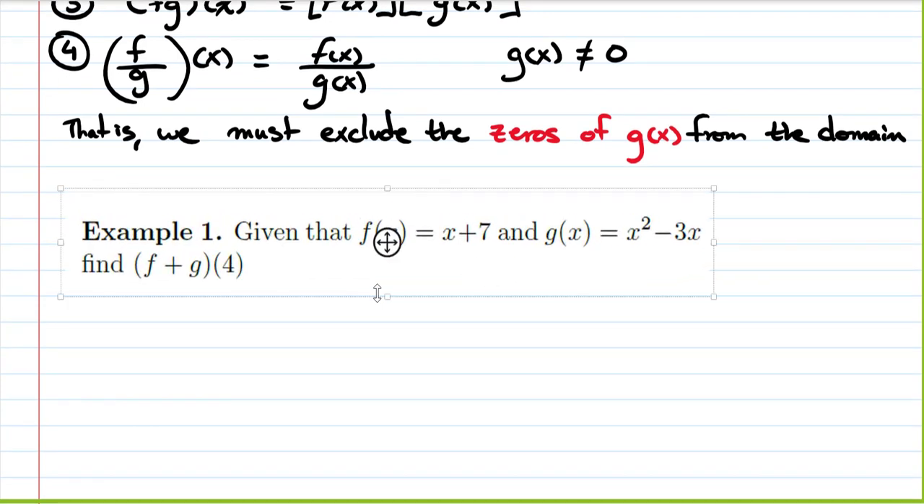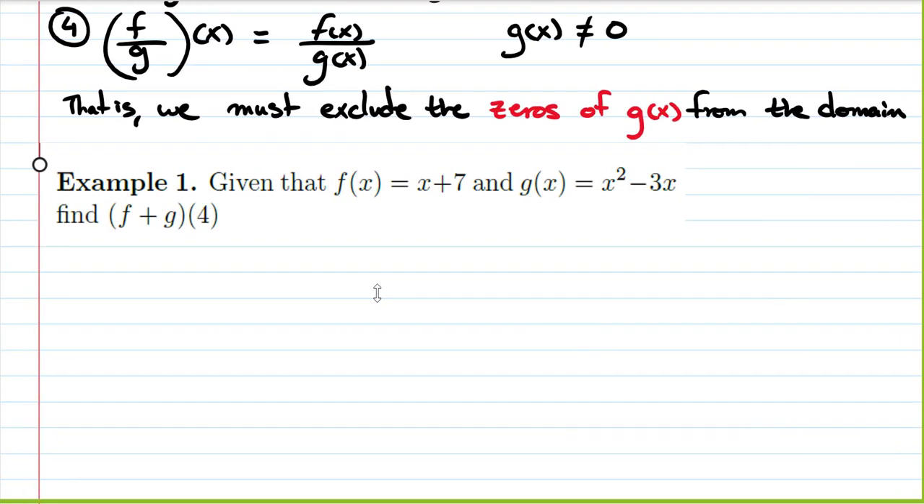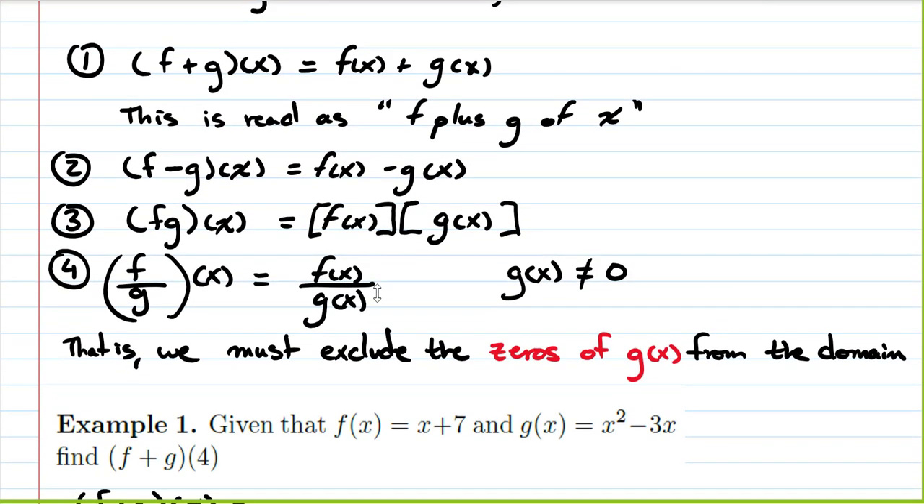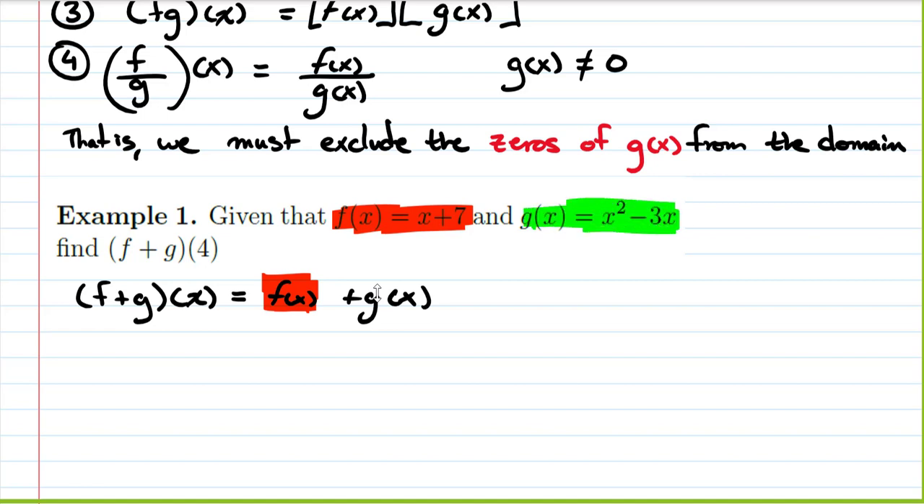Given that f of x is x plus 7, and g of x is x squared minus 3x, find f plus g of 4. Okay, so this wants us to find f plus g of 4, so f plus g of x. Well, by our definition above, f plus g of x is really just the same as f of x plus g of x. Well, if f of x is x plus 7 and g of x is x squared minus 3x, then this is going to be equal to x plus 7, because that's f of x, plus g of x, and g is x squared minus 3x.